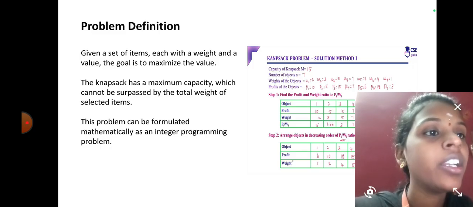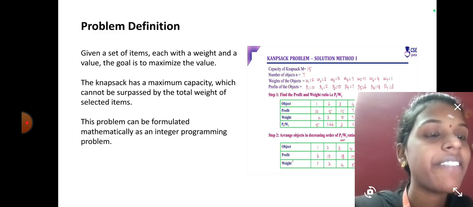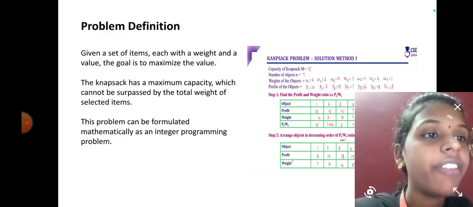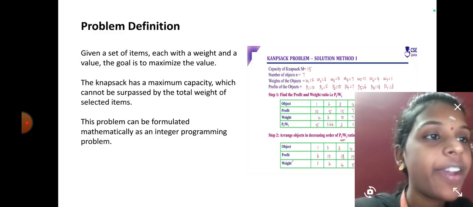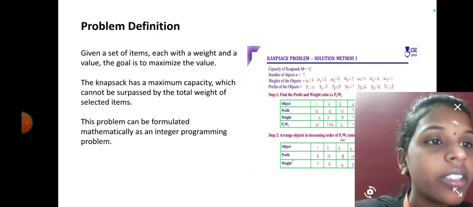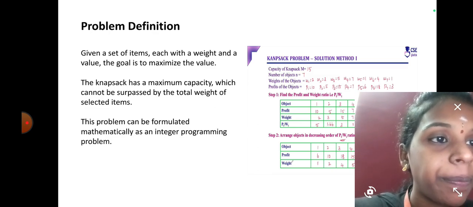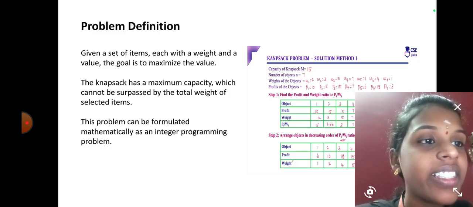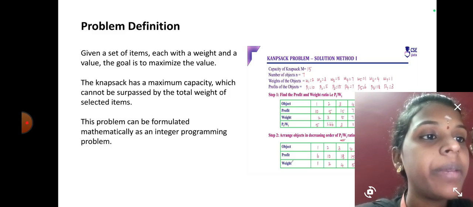Object 1, 2, 3, 4, 5, 6, 7. Profit 10, 5, 15, 7, 6, 18, 3. Weight 2, 3, 5, 7, 1, 4, 1. Then we have to calculate the profit divided by weight. Arrange objects in decreasing order of P by W ratio as the following.